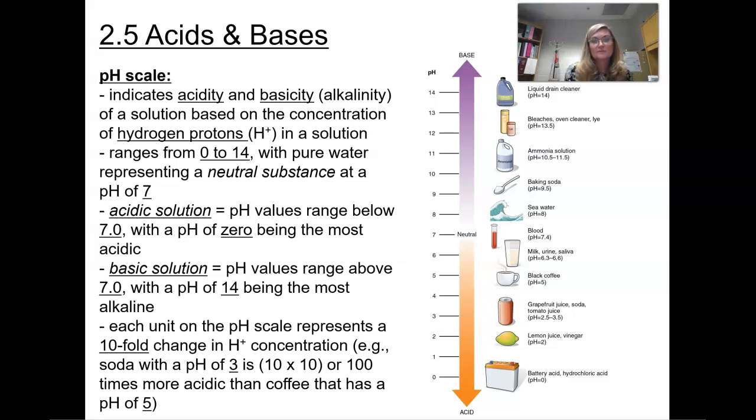Each unit on the pH scale is going to represent a 10-fold change in those hydrogen concentrations. For example, soda would have a pH of 3, and with that 10 times 10 scale, it's going to be 100 times more acidic than coffee with a pH of 5.